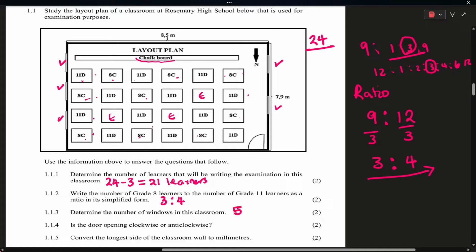Is the door opening clockwise or anti-clockwise? Now, clockwise, let me put a dot. It's when you do like this, it's clockwise. Anti-clockwise is when I start here and then I go like this. So this door is opening clockwise. So the answer is clockwise. You get the point, okay?